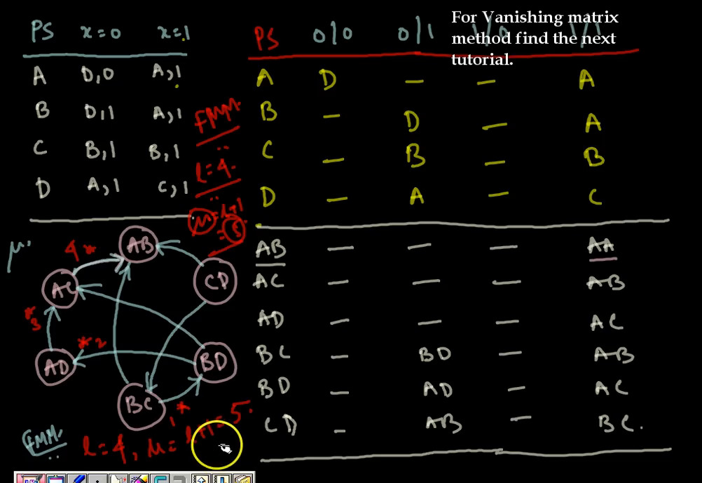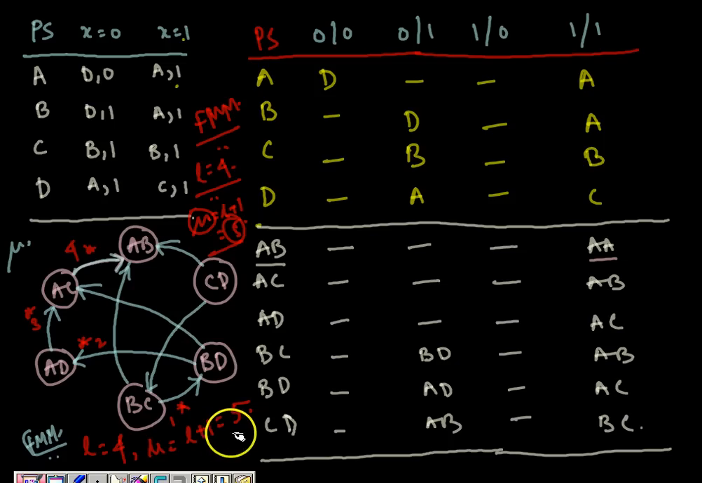That's all for this session. In this tutorial I demonstrated how to find out whether a given finite state machine is a finite memory machine of order mu or not, by using the testing table and testing graph. In the next tutorial I am going to show you how to check it using the vanishing matrix method. Thank you.